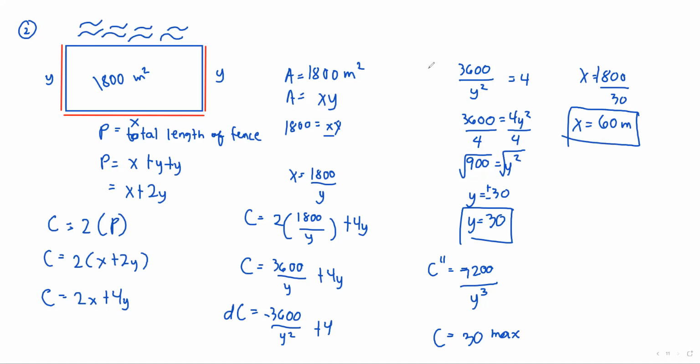So, mapapansin nyo guys, ayan. So, 60 plus 30 plus 30 equals to 120, di ba? So, ayun. Ayan na yung working equation natin. Okay? So, I hope naintindihan nyo yan.